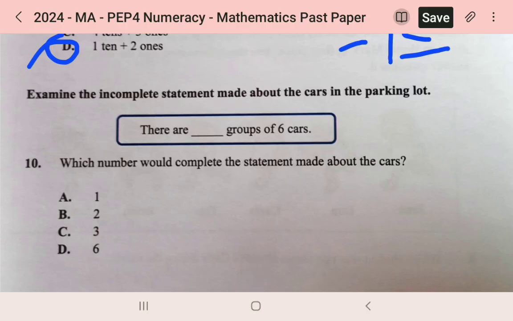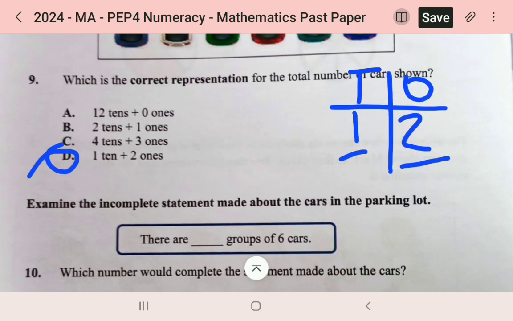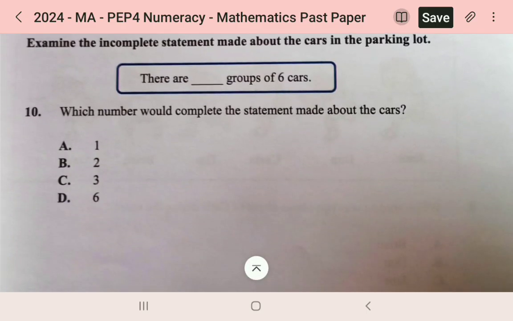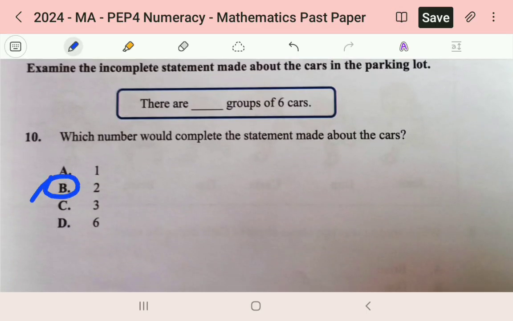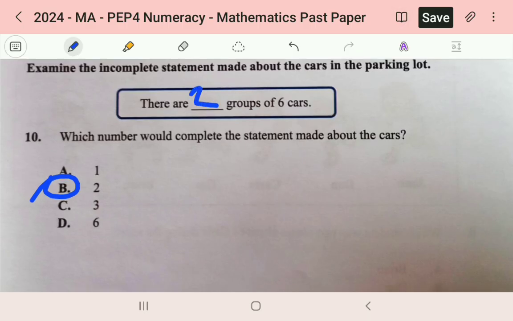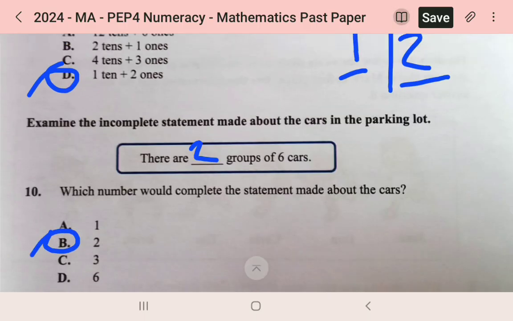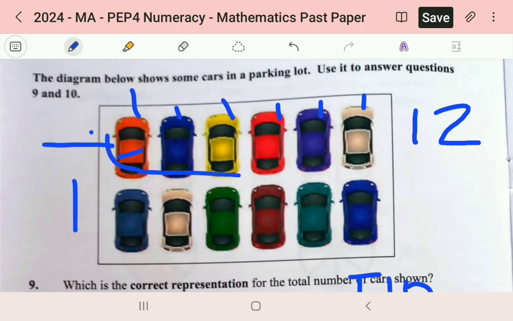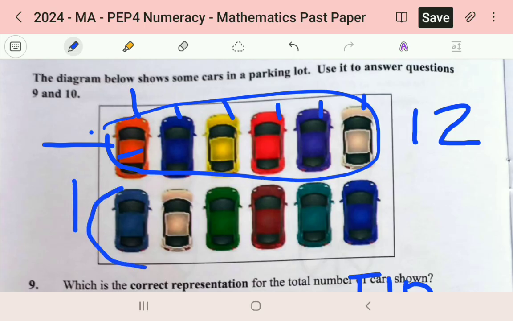Examine the incomplete statement made about the cars in the parking lot. There are blank groups of 6 cars. So how many groups of 6 can you get from 12? 2. You have to know your tables. All right, that's B. So there are really 2 groups of 6 cars. And you can come back and you have 6 up the top, that's 1 group, 6 at the bottom, 1 group, and you can decide to group it any other way.